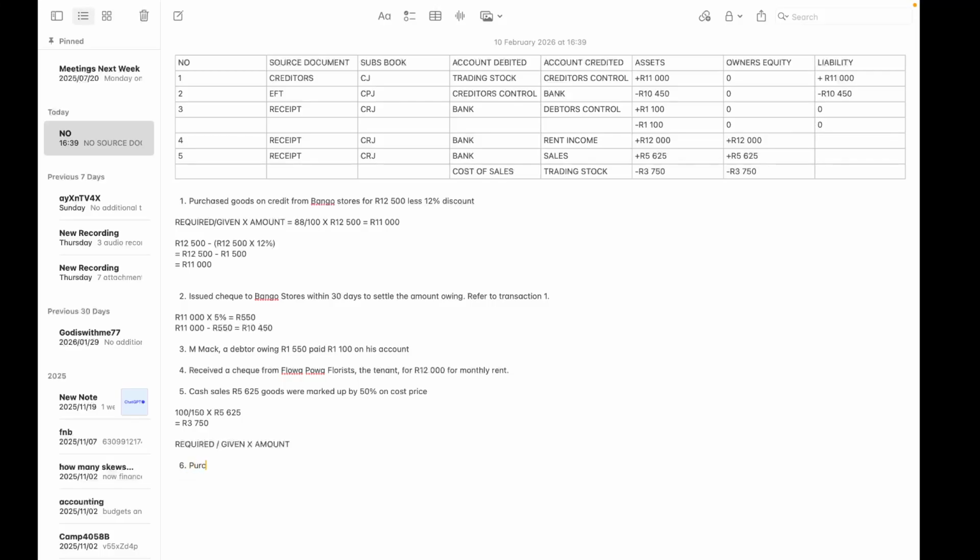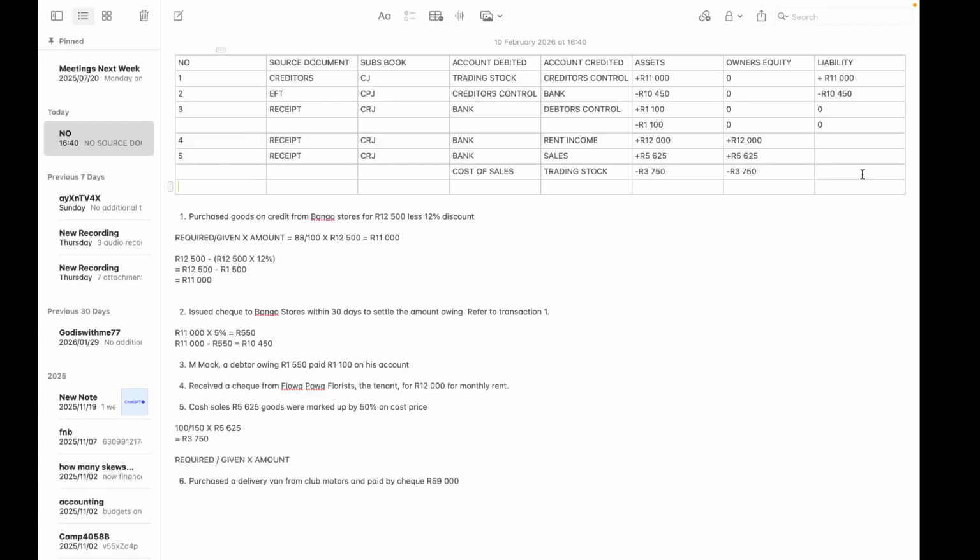Purchased a delivery van from Club Motors and paid by check 59,000. Okay, so we purchased the delivery van from Club Motors and paid by check 59,000.